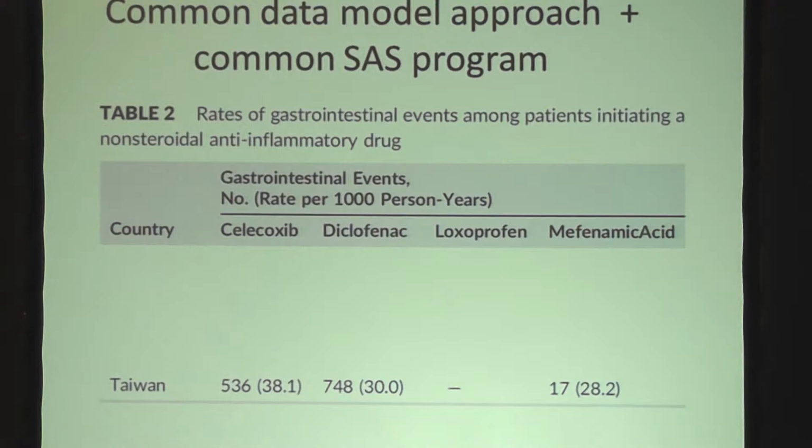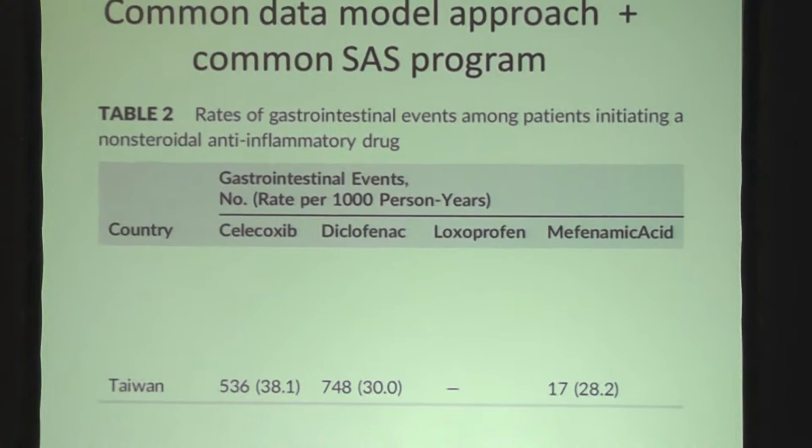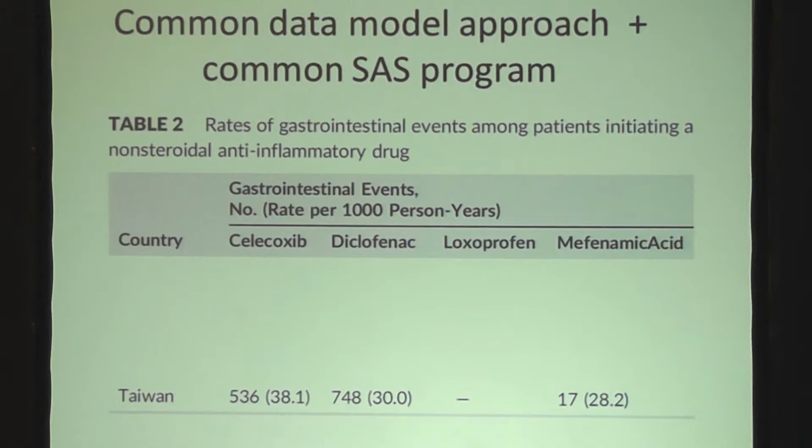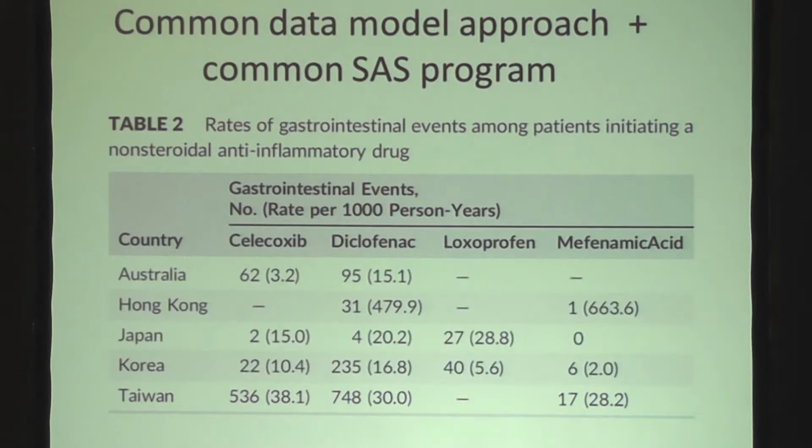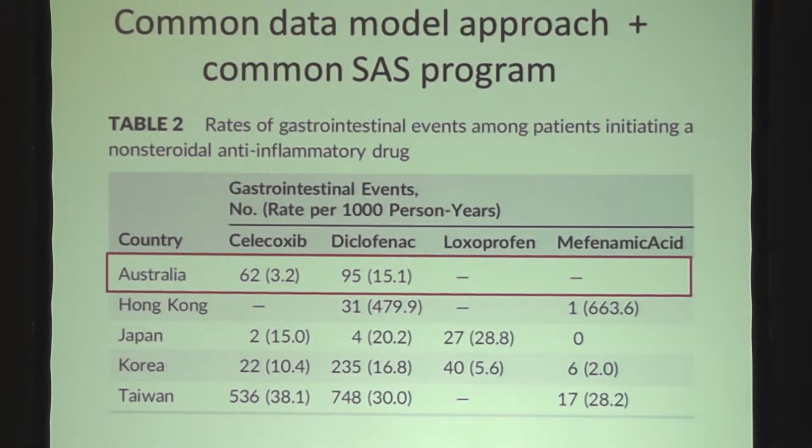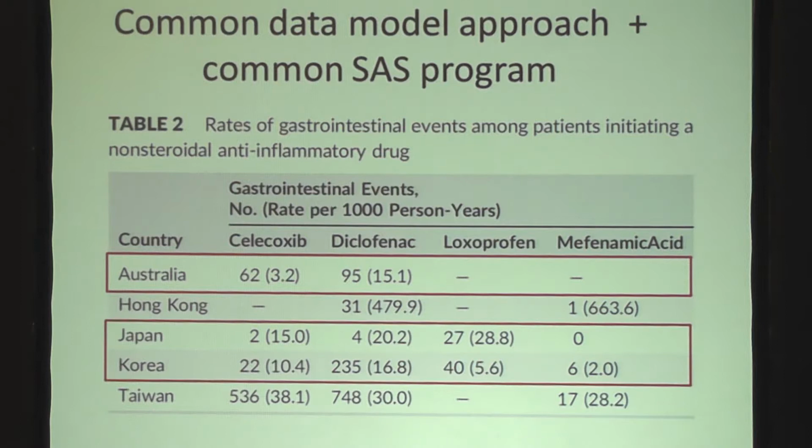The incidence rate is about 30 per 1,000 person years in Taiwan. I think that is good. So I sent the result to the coordinating center. At first I thought this analysis was complete. Actually, the story had just started. While we collected all the results from the Asian countries, you'll find there's a huge variation in the findings. The rate in Australia is really low, only 3.2 per 1,000 person years. And there's an extremely high incidence rate from Hong Kong. Japan and Korea are in between, and Taiwan is high.